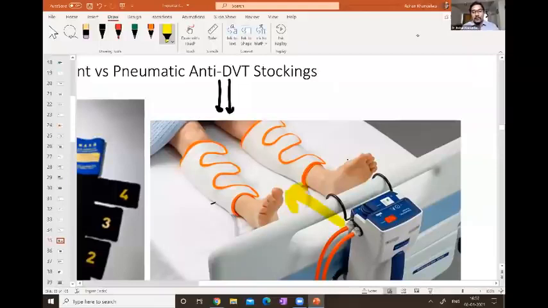POD means post-operative day. Ranjita is asking, what is POD? POD means post-operative day. After surgery, which day? That will be post-operative day.